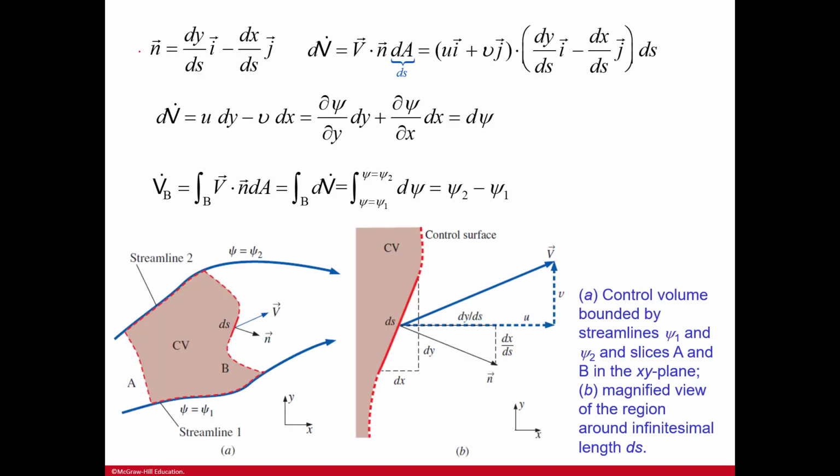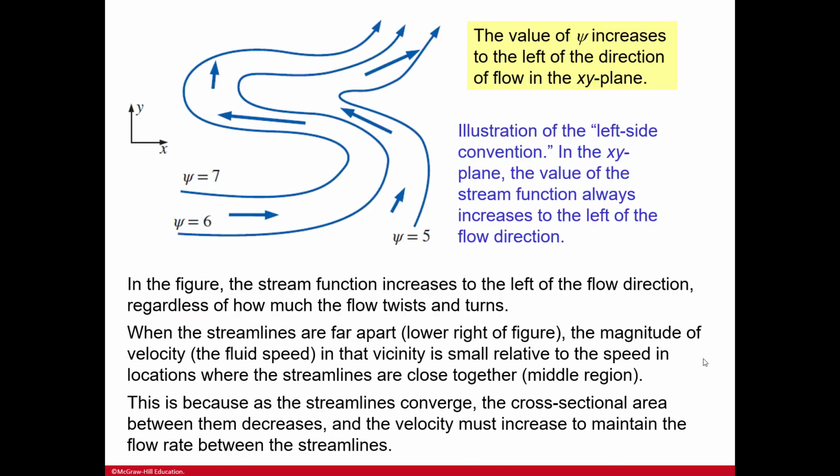Here are the formulas that correspond here. But here, for A, you have a control volume bound by streamlines 1 and 2 and slices A and B into the XY plane. So you see these streamlines creating that boundary here. And then B is the magnified view of that region around the infinitesimal length change ds.